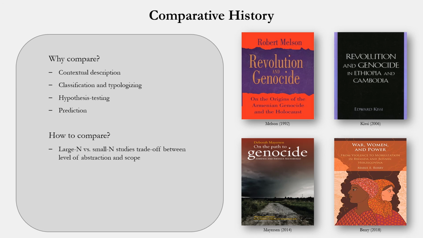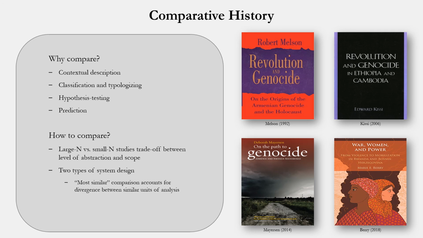Instead, we're better suited towards small N studies, looking at 2, no more than 3 or 4 cases, thereby limiting the scope and simplifying the level of abstraction. Generally speaking, there are 2 ways to compare a few units of analysis: the most similar system design and the most different system design.